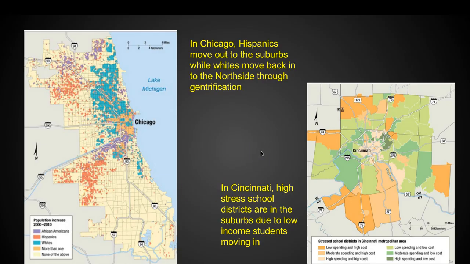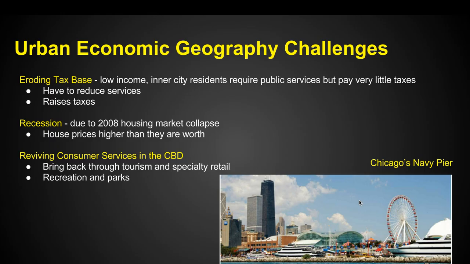In Cincinnati, we've got high stress because school districts are in the suburbs, and now they have low income populations that are moving in. So we've got moderate spending here in the inner city through gentrification, people moving back in, but where's the school districts that are the most stressed? Well, it's in the outer suburbs here, where we've got the high population of low income students. So we've got this interesting process where it doesn't matter where we go. We used to have people in the inner city that were stressed and they have low income, but now they're being pushed out through gentrification.